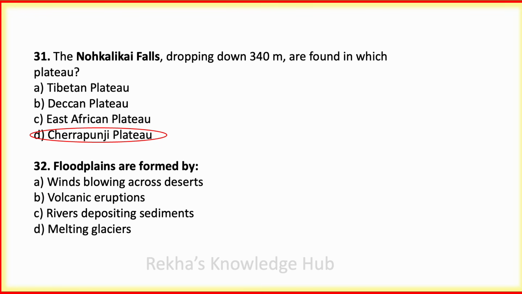Next one, floodplains are formed by, options are winds blowing across deserts, volcanic eruptions, rivers depositing sediments, melting glaciers. How are floodplains formed? They are formed by rivers depositing sediments.